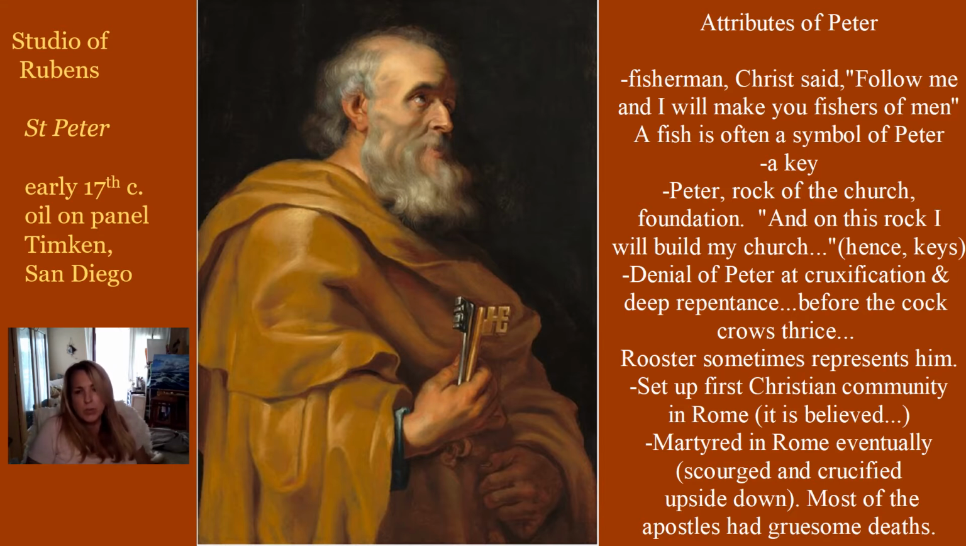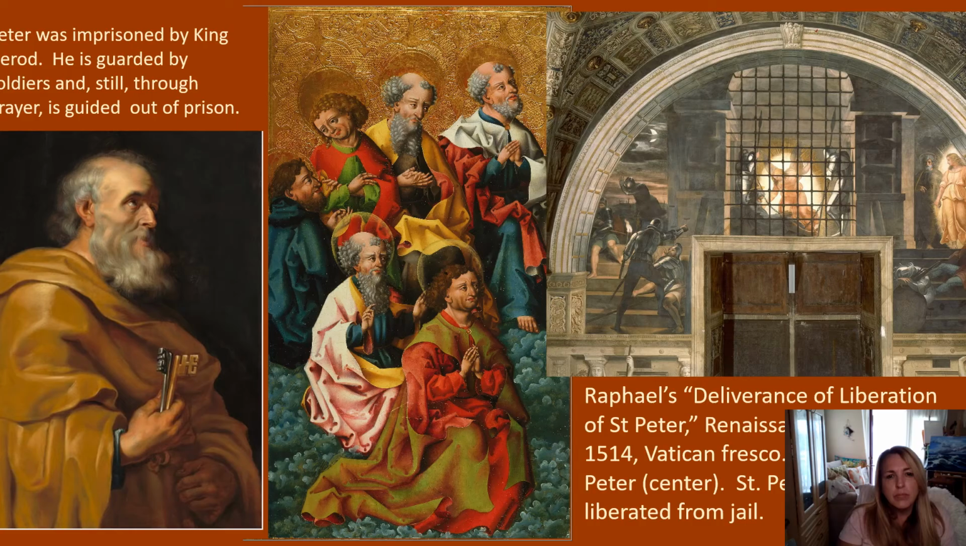He was human as well. A rooster sometimes represents him, because again, before the cock crows thrice, you will deny me. Set up first Christian community in Rome, martyred in Rome, scourged and crucified upside down. Sometimes the cross of Peter is an upside down cross. But most of the apostles had gruesome deaths.